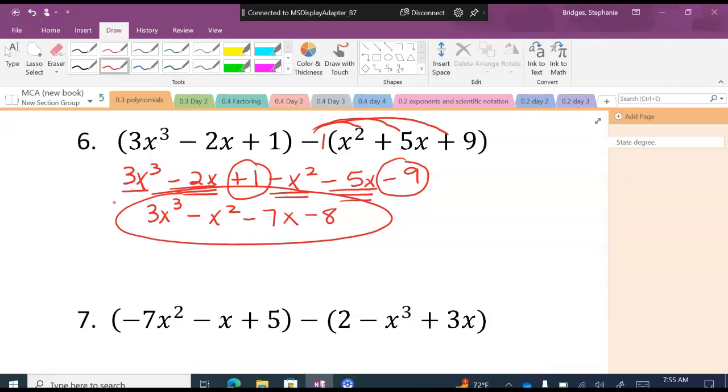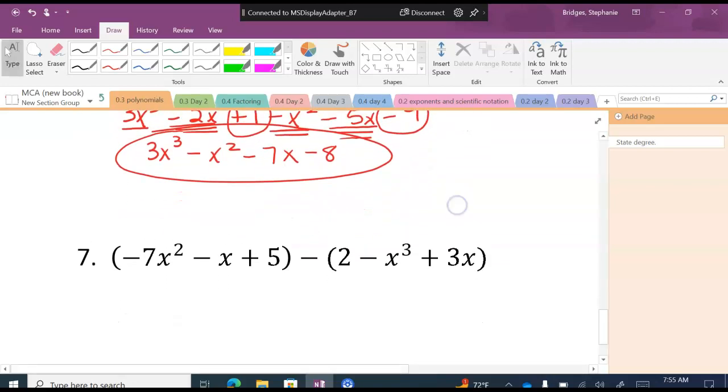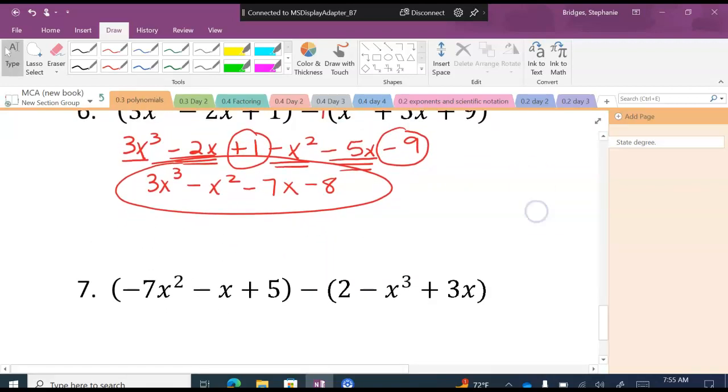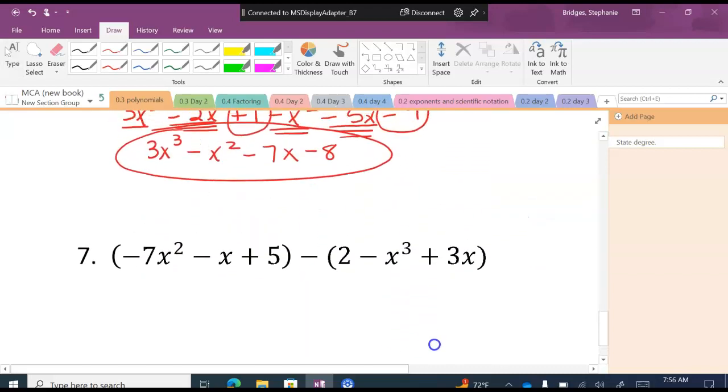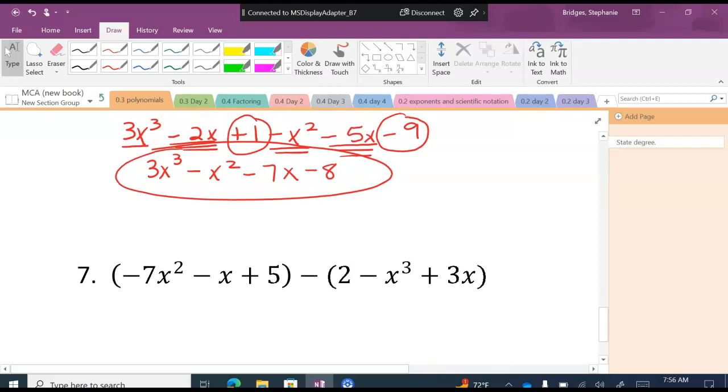Everybody good with that? Yeah? All right. Oops. Try 7 if you haven't already. I just want to see something real quick. Okay. This is our last one. I thought it was. I just wanted to make sure.